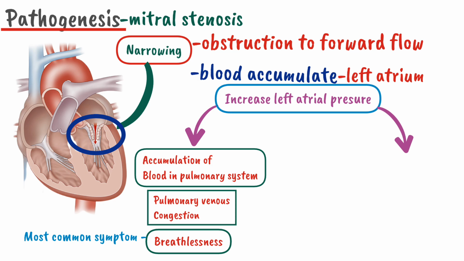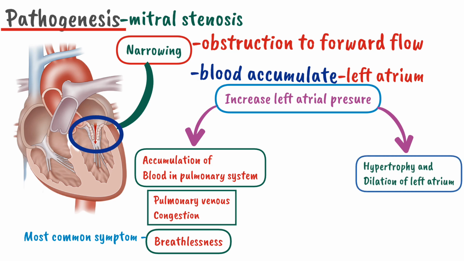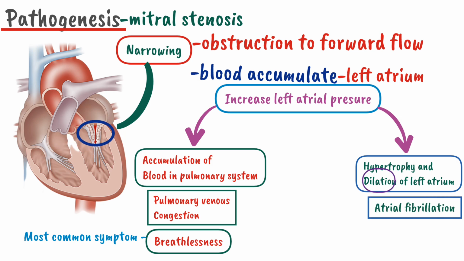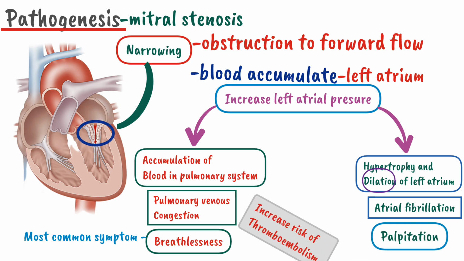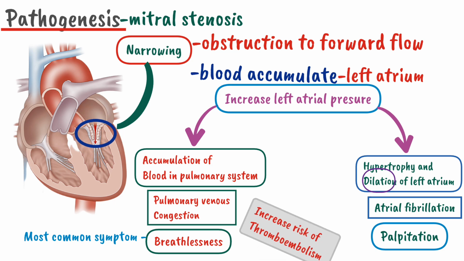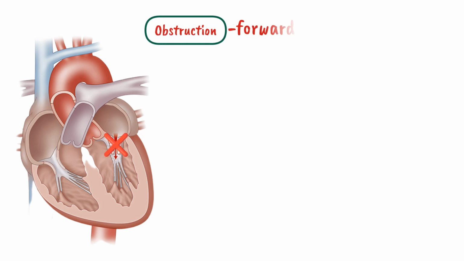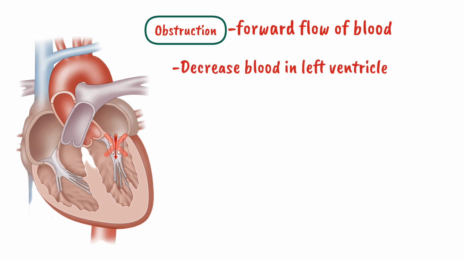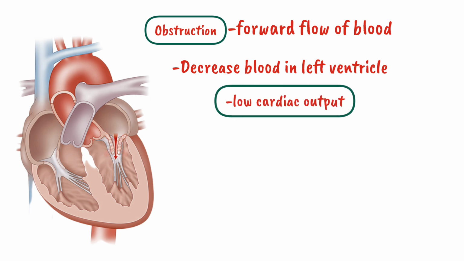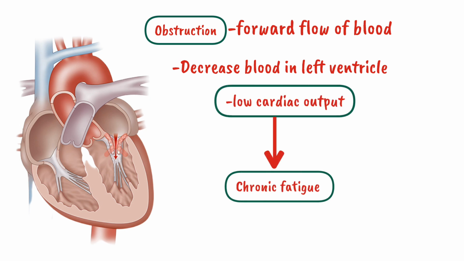The second one is that due to increased left atrial pressure, there will be hypertrophy and dilation of the left atrium. Due to dilation, there will be atrial fibrillation. The atrial fibrillation will cause palpitation and it will increase the risk of thromboembolism due to slowing of flow and thrombus formation in the left atrial appendage. Apart from these changes, due to obstruction to the forward flow of blood, the patient will also suffer from forward pathology, such that there will be decreased blood in the left ventricle. So there will be low cardiac output, and the patient will suffer from chronic fatigue due to low cardiac output.